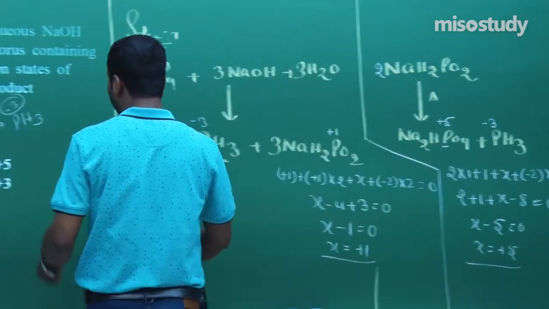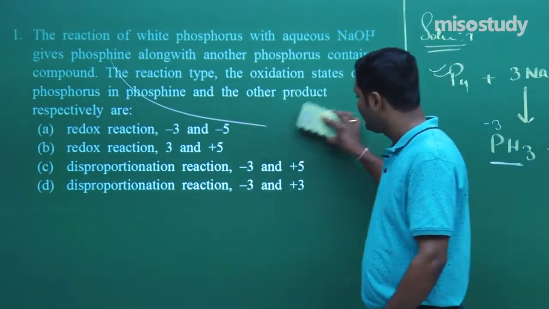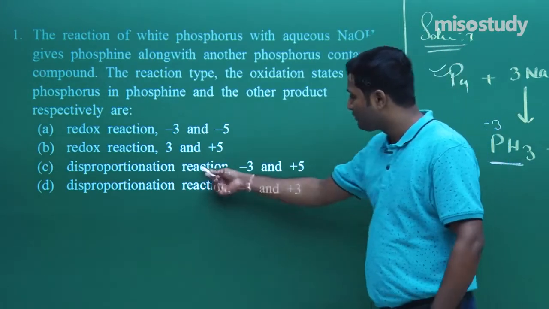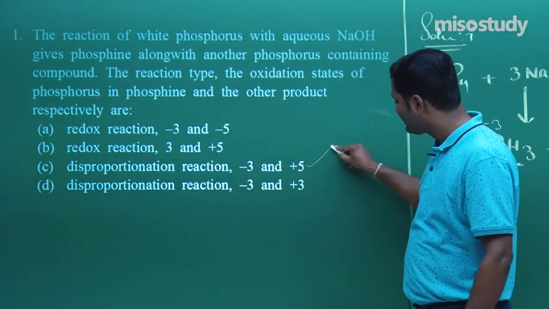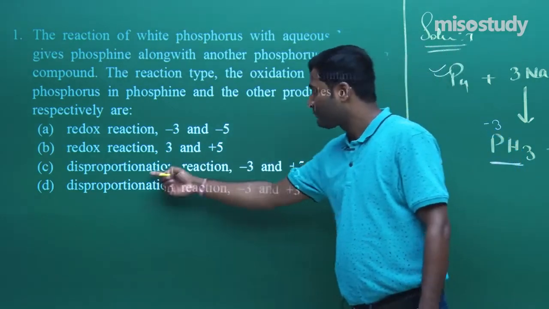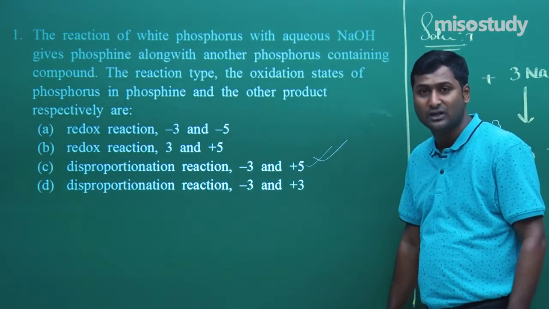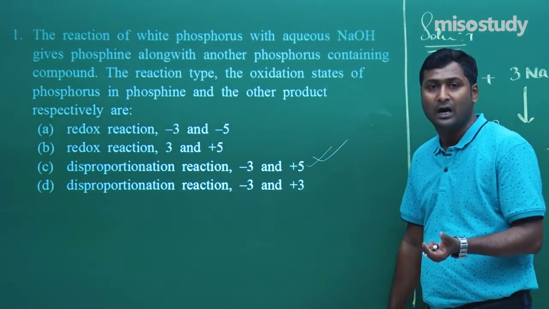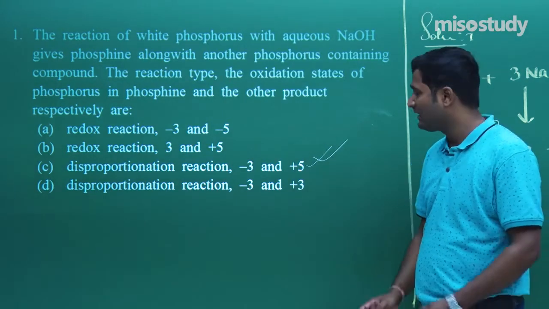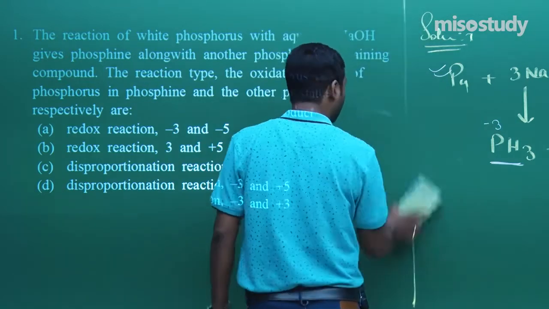Now friends, I am moving here, check it out. That is a disproportionation reaction, -3 and +5. Disproportionation reactions are those reactions in which a particular molecule undergoes oxidation as well as reduction. Clear friends? Now I am going to rub this part and we'll discuss the next one. Wait for a moment.